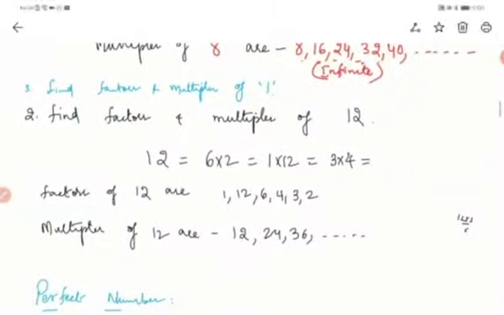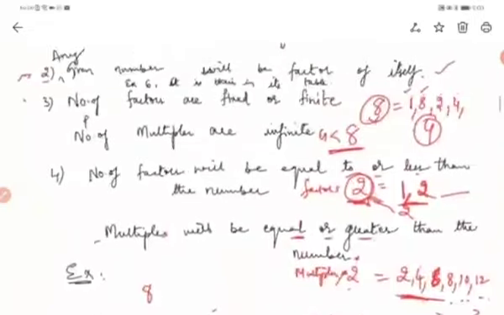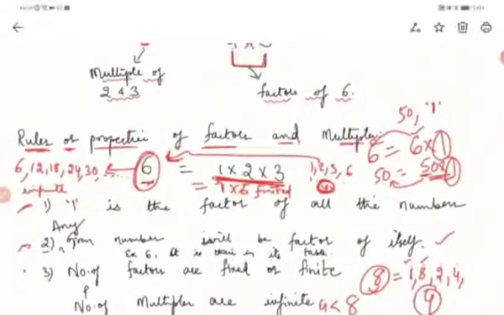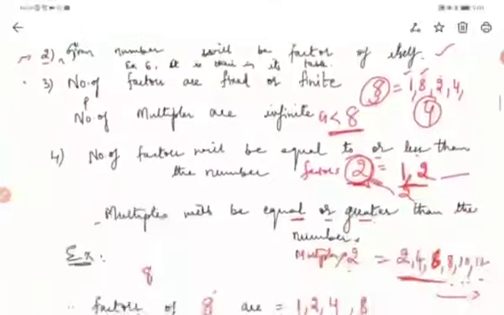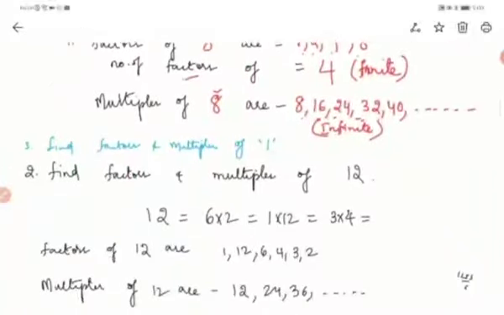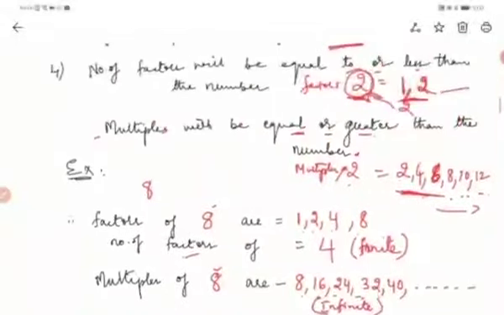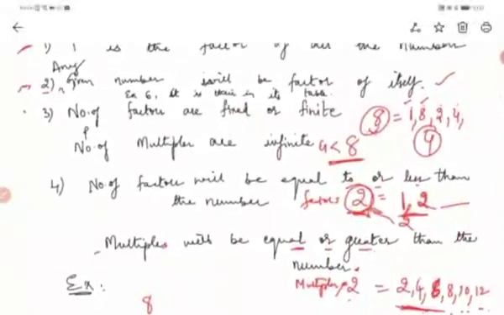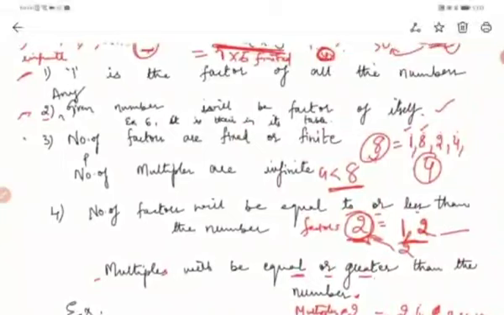Welcome again. So, we were talking about factors and multiples in the previous video, isn't it? So, what were the properties or rules of factors? Every number will have 1 as a factor, okay, and 1 is a factor of all the numbers. And second is what? The number itself will be a factor, okay.